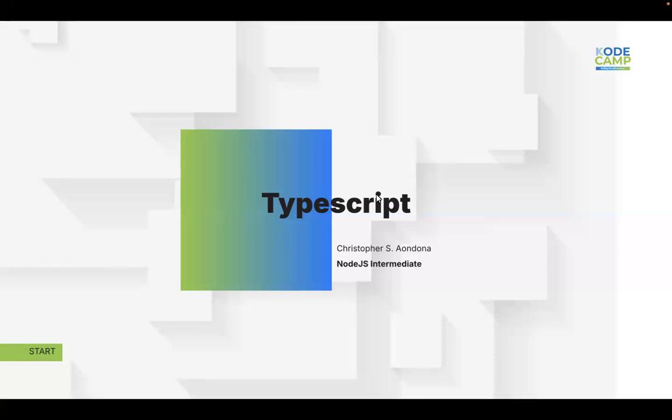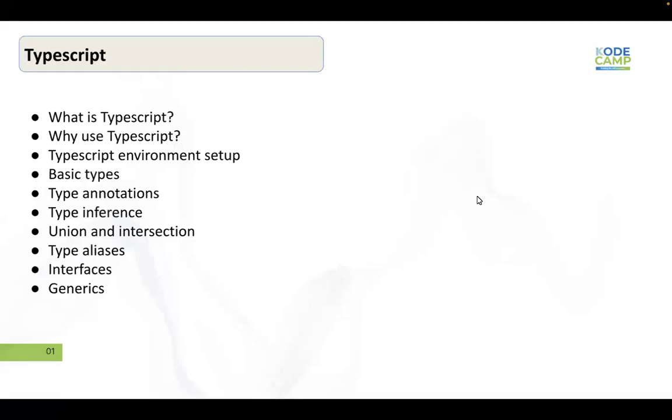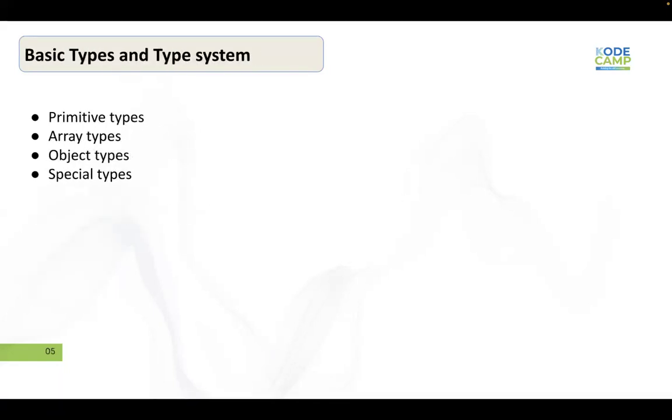So in our previous class, we introduced TypeScript. We tried to understand what TypeScript is and why we use TypeScript. We also set up a basic TypeScript environment. After that, we introduced basic types and went over what type annotations are. We also briefly looked at type inference. And last but not the least, we completed union and intersection. So we went over all of this.